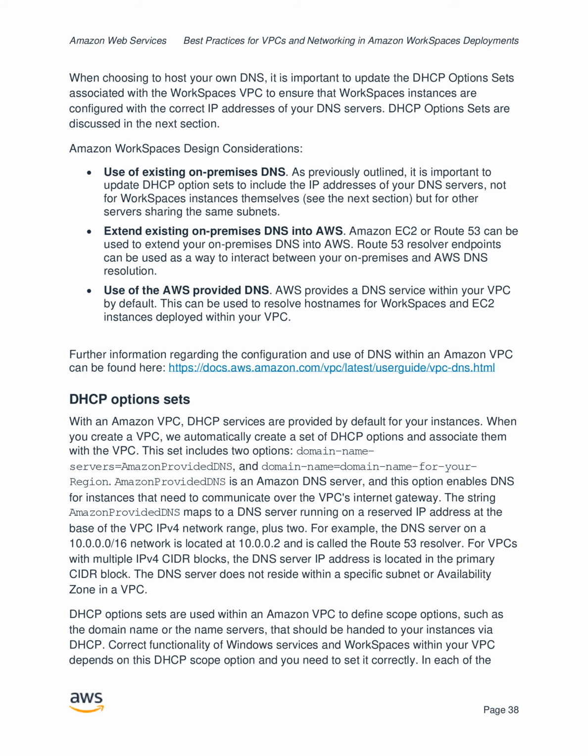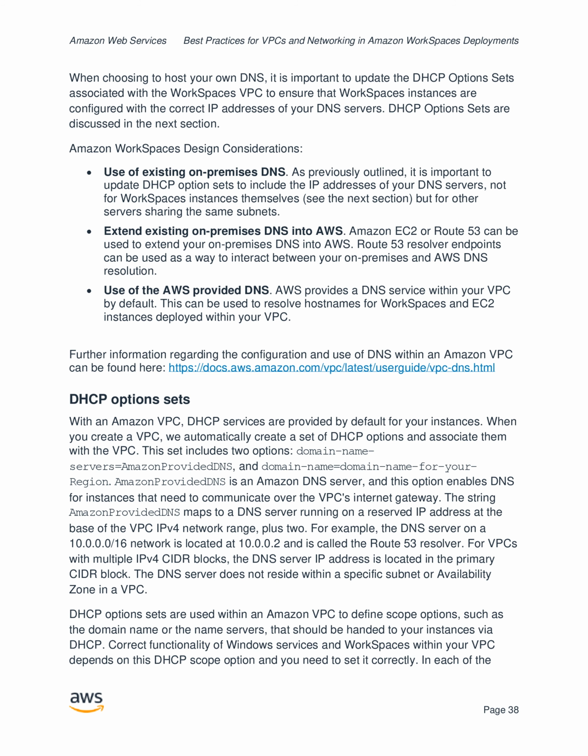When you create a VPC, we automatically create a set of DHCP options and associate them with the VPC. This set includes two options: domain-name-servers equals AmazonProvidedDNS, and domain-name equals the domain name for your region. AmazonProvidedDNS is an Amazon DNS server, and this option enables DNS for instances that need to communicate over the VPC's Internet Gateway. The string AmazonProvidedDNS maps to a DNS server running on a reserved IP address at the base of the VPC IPv4 network range, plus 2.